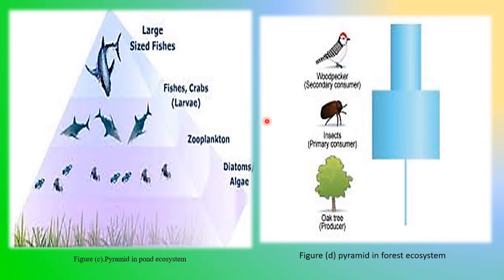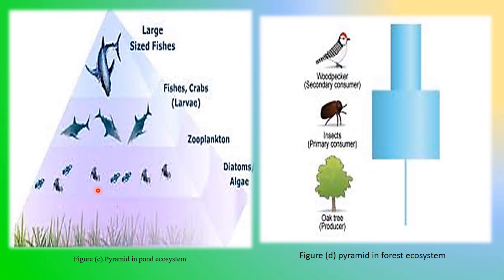Okay, dear friends, here is one more example of a pyramid of numbers, in the forest ecosystem. It is somewhat different from what I have already discussed with the pyramid of numbers in the grassland or in the pond ecosystem. In the forest ecosystem, as depicted in figure D, the pyramid of numbers is somewhat different in shape. The producers, which are mainly large sized trees, are lesser in number and form the base of the pyramid.